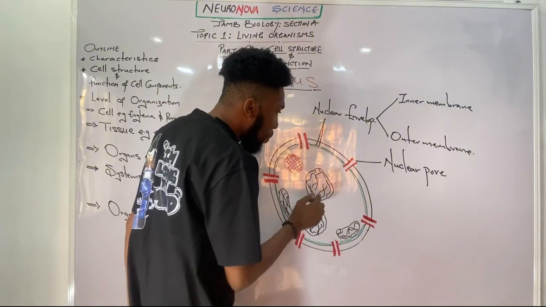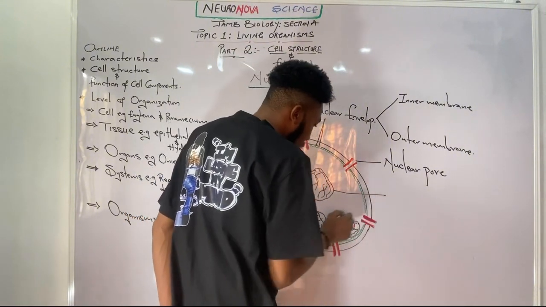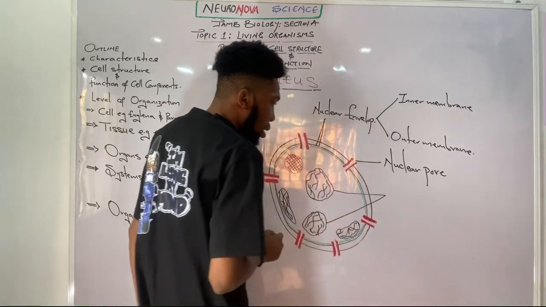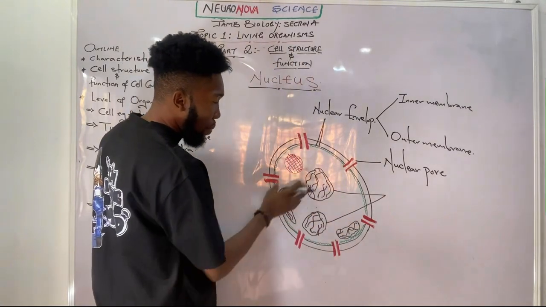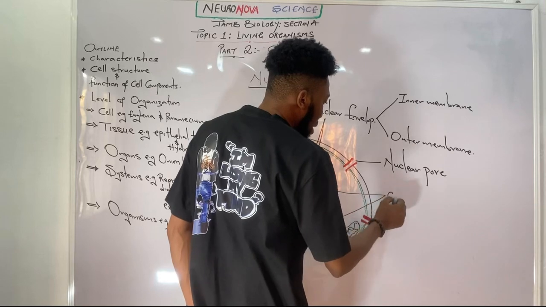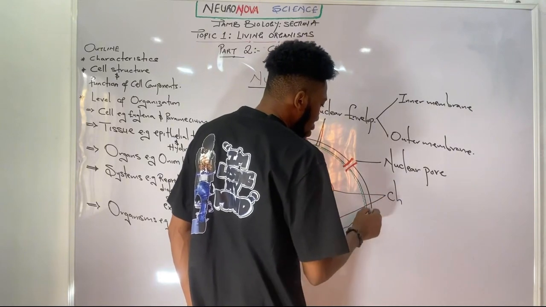Another structure we can see are these structures here, including these ones here. They are all called chromatin.